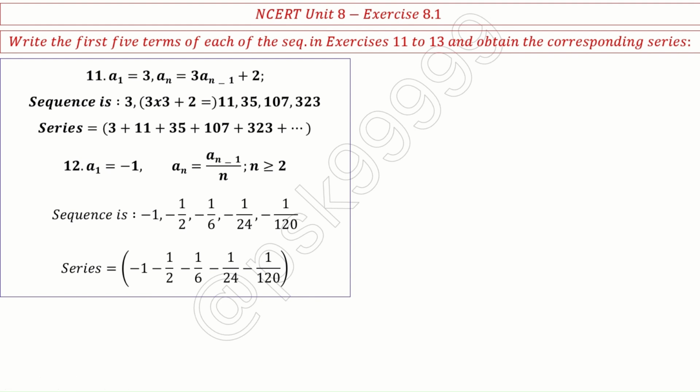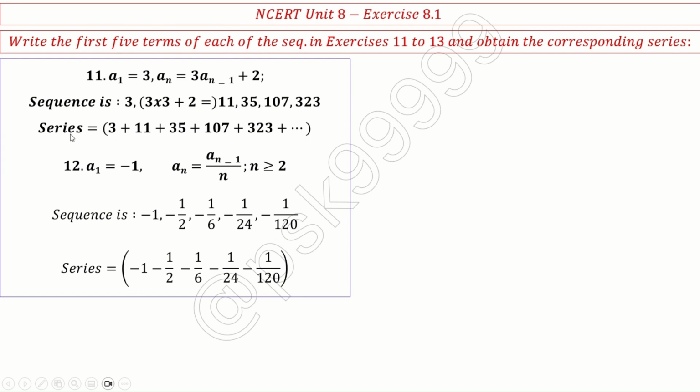In this question, he is asking first five terms and then the corresponding series. Okay, I'll just show you one of them. The 11th one, if you see, a1 is given as 3 and an is given as 3 times an minus 1 plus 2. Okay, so your first term is already 3. Second term, you substitute the first term here. Okay, so 3 into 3 plus 2, which is 11. Okay, this will become 11 into 3, which is 33, plus 2, 35. Okay, like that you will write.